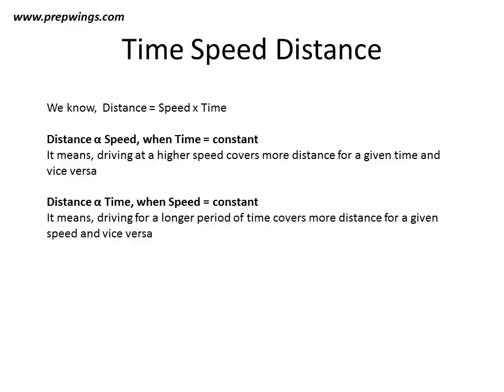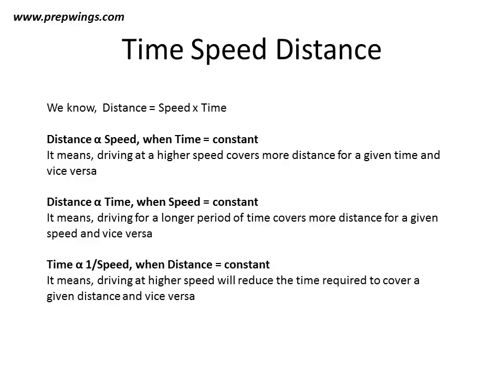Now distance is directly proportional to time when speed is constant. It means driving for a longer period of time, you can cover more distance for a given speed. Finally, time is inversely proportional to speed. What this means is, driving at a higher speed, it will take you less time to cover a particular distance, and vice versa.